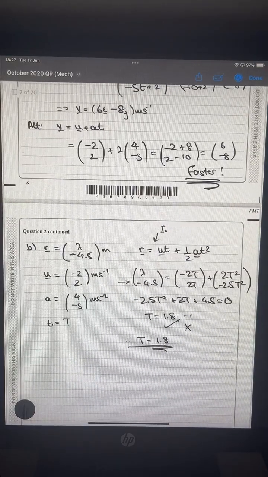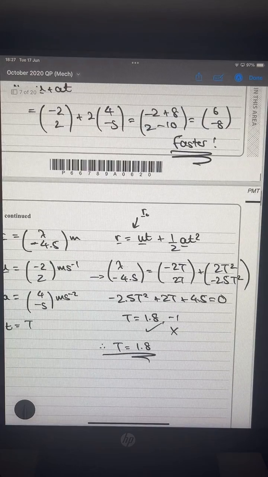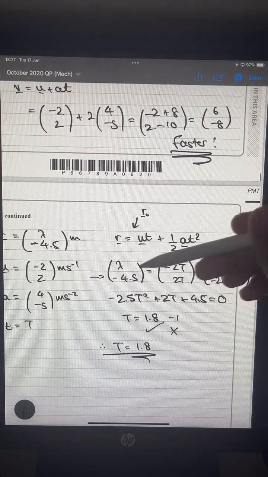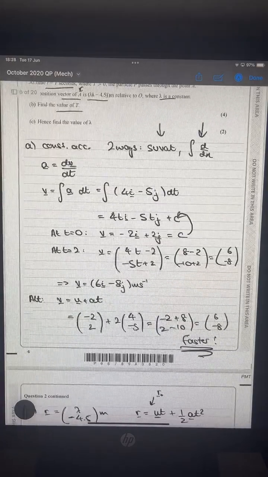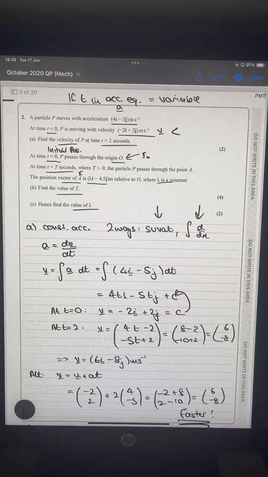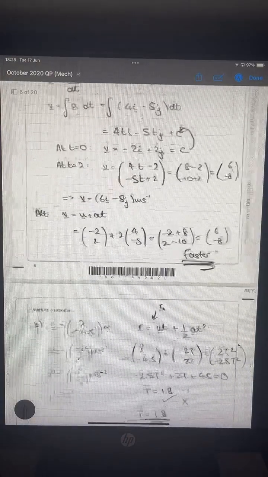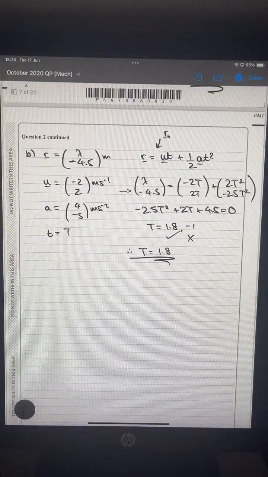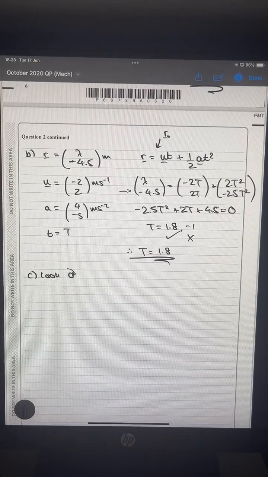Could you do any one? So the reason you could not do this quadratic to find t is because you don't know what lambda is. But funnily enough, that is the third part of the question. Hence, find the value of lambda. So now for part C, look at the i components.